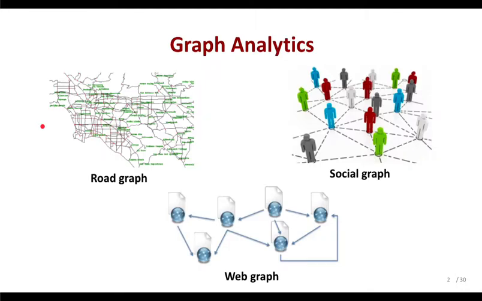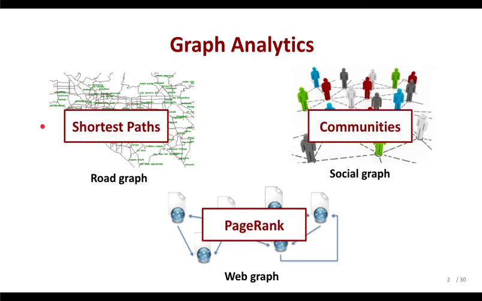Graph is an effective way to represent entities and their relationships. Examples are road, social, and web graphs. Using various analytics, valuable information can be discovered, such as shortest paths, communities, and ranks of pages.